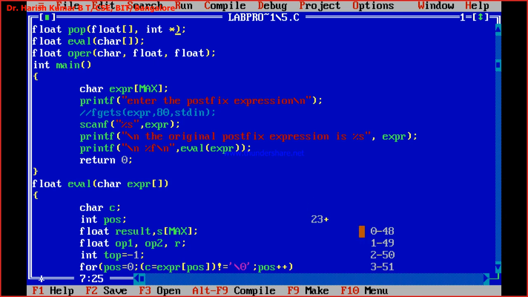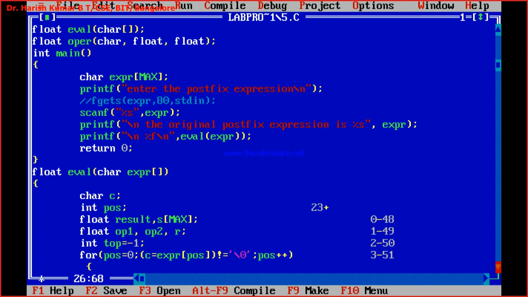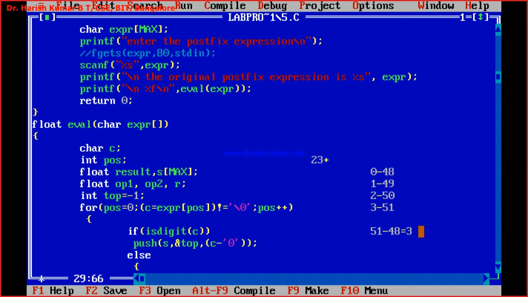Yes, sir. Okay. Now let me erase all these things and we'll go for execution, and then we will debug the program.